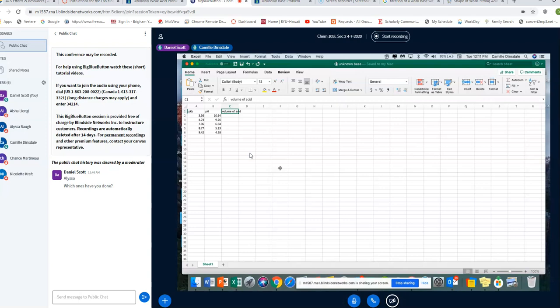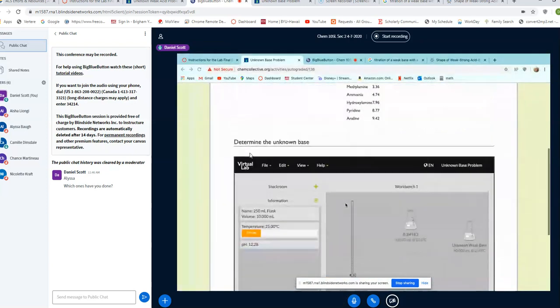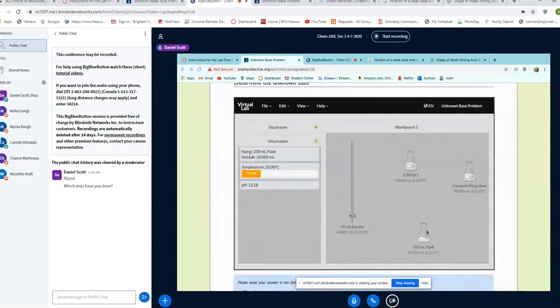All right, Camille, what do we got to do next? I'm going to guess something in the lab thing. We just have to do the titration now, and when we reach 10.64, we want to stop and write down the volume in that spreadsheet, right? Yes.